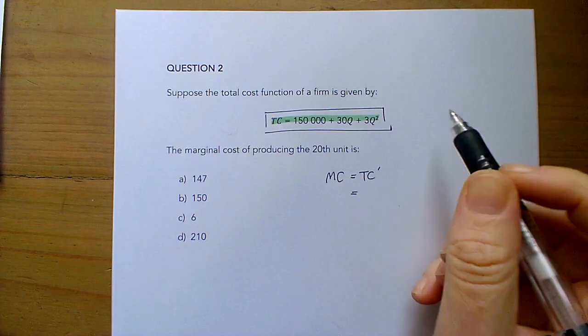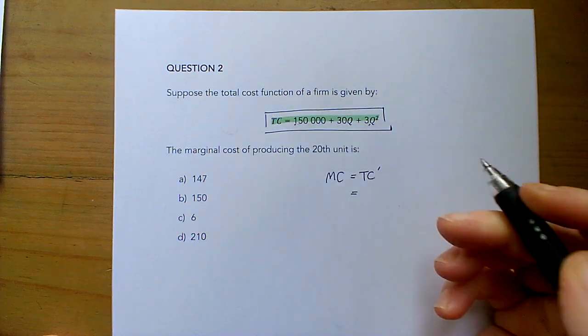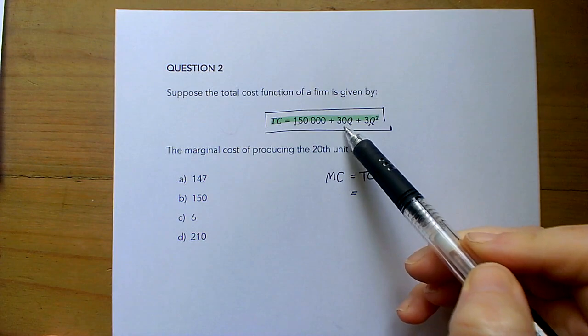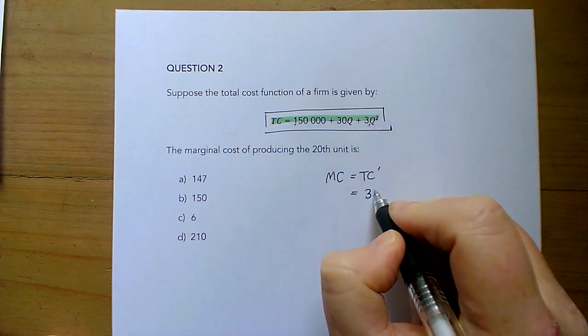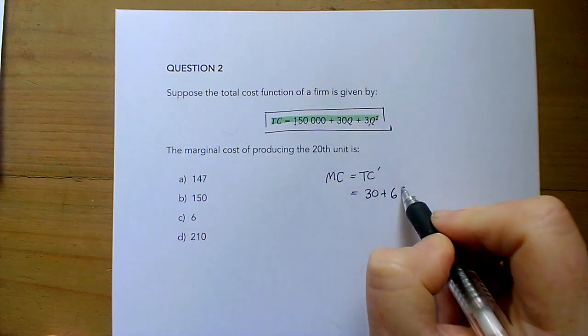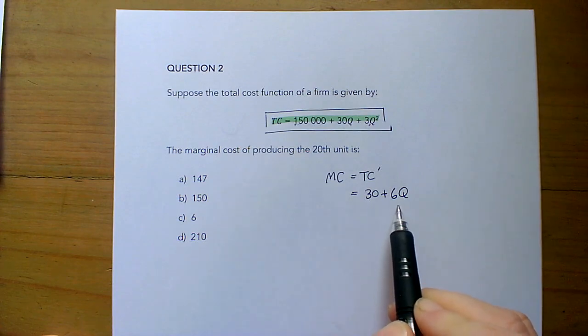Taking the first derivative of this function here, 150,000 derived with respect to Q would be 0. 30Q derived with respect to Q would be 30. And 3Q squared derived would be 6Q. So this is my marginal cost function.